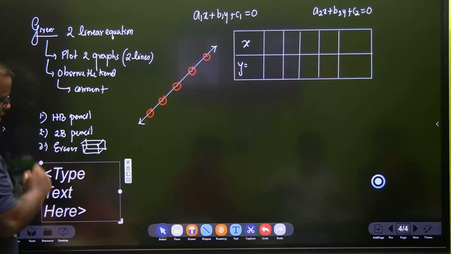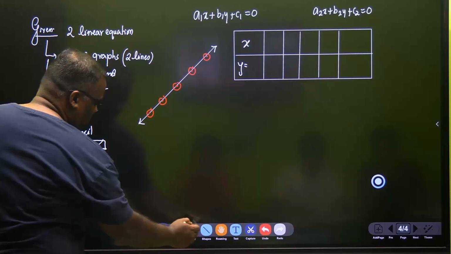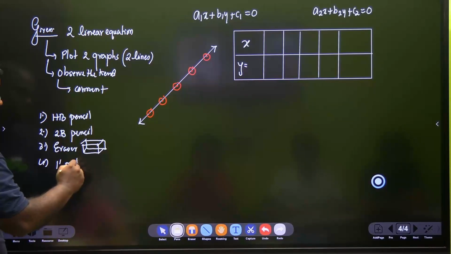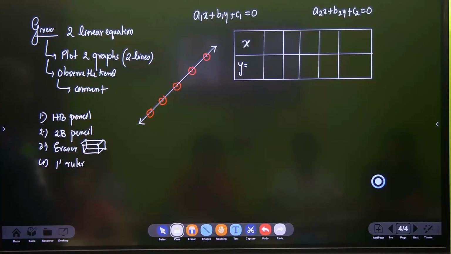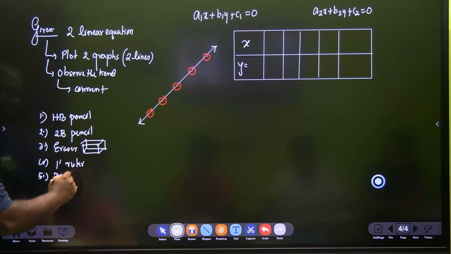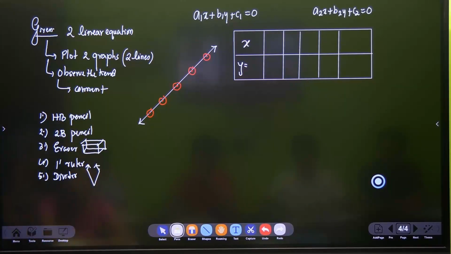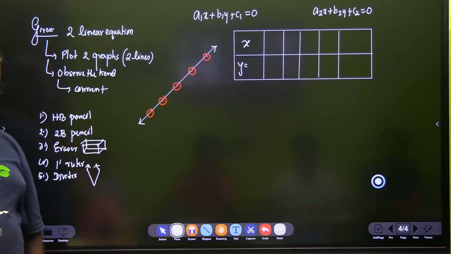Number 4, you should have a 1-foot ruler. 1-foot ruler is a 12-inch scale. And number 5, you should have a divider. Divider is the one which has got a sharp edge on both ends, and you used to think your whole life why that item was given in your pencil box, or the compass.